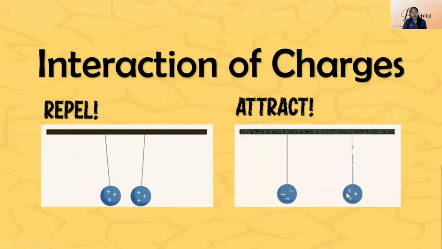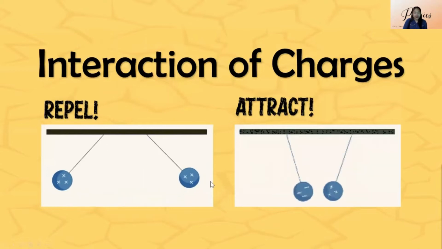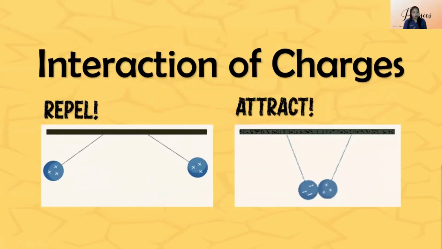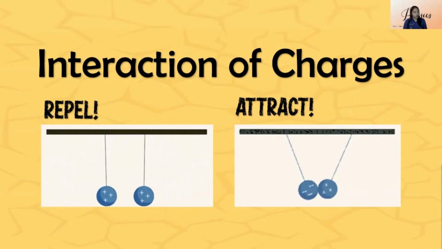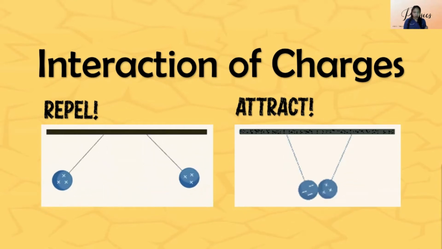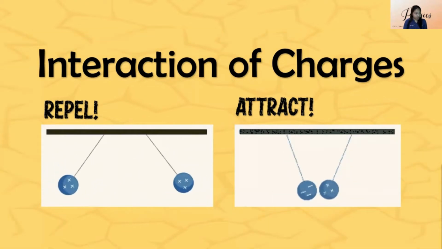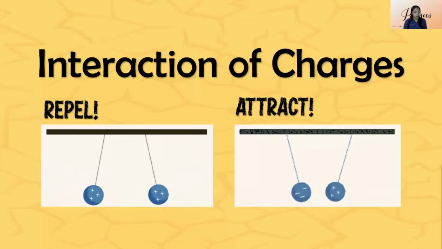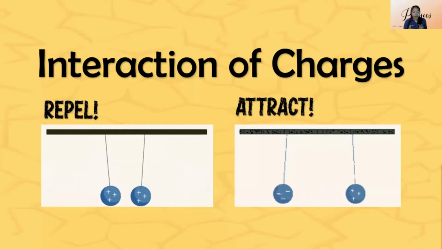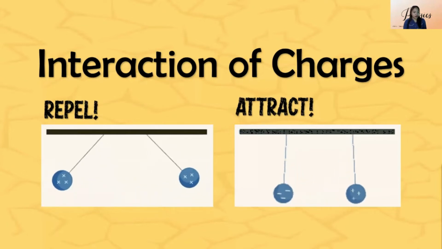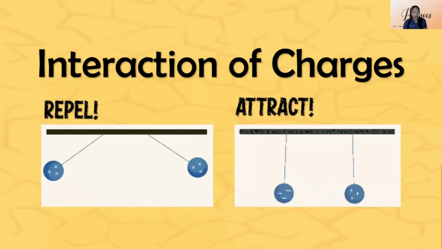Now, experiments show that whenever we place an electrically charged object near an electrically charged object, they will interact and it will show us either repulsion or attraction. So when two objects are of the same charge, as we see in the first illustration, we have two objects that are positively charged and we place them near each other, they will repel. And in the second illustration, if the two objects are electrically charged and have opposite charge, one is positive, the other is negative, they will attract.